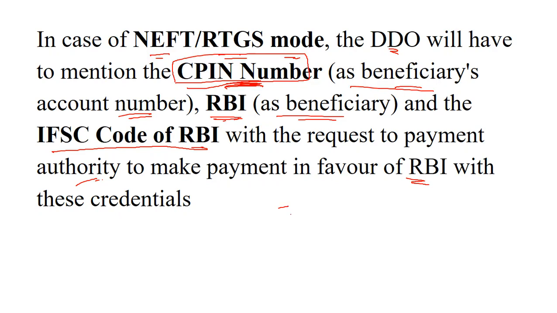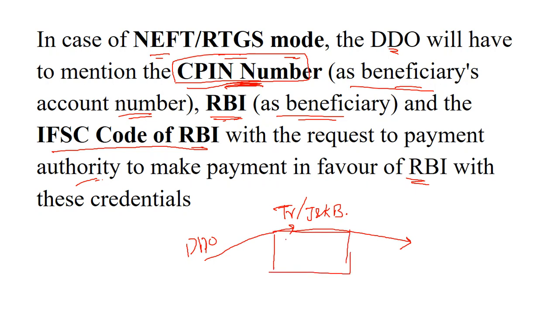The treasury through J&K Bank, the DDO will present the bill to the treasury, and as we give the advice or sometimes we endorse the bill to a third party, the same procedure will be followed here. Here we will use a CPIN number, we will use the name of beneficiary as RBI, we will use the IFSC code of RBI, and the bank details of RBI, and we will request the payment authority, that is the treasury and the J&K Bank, to transfer this amount to RBI.